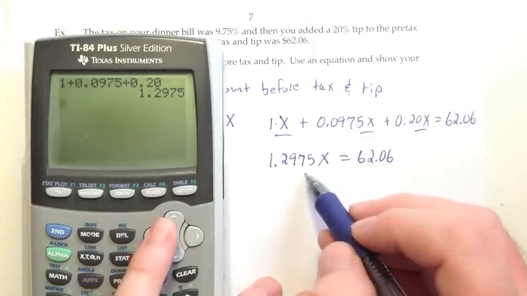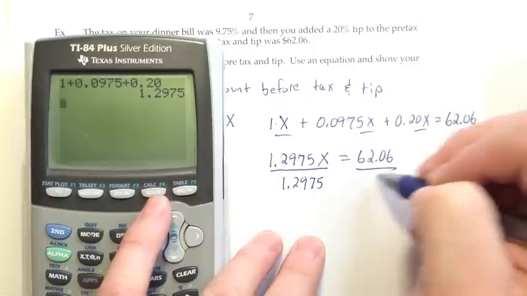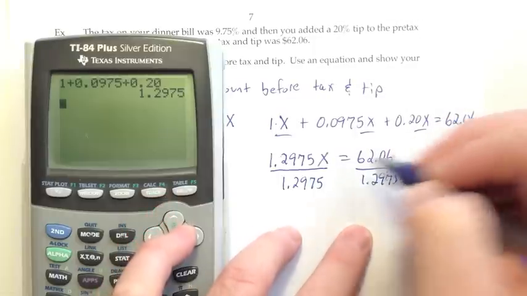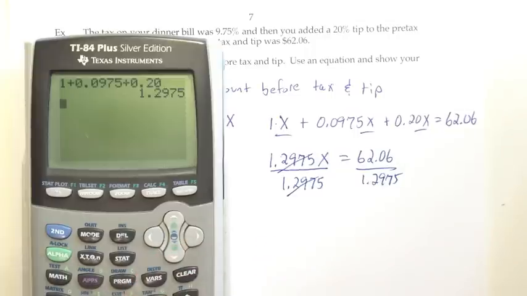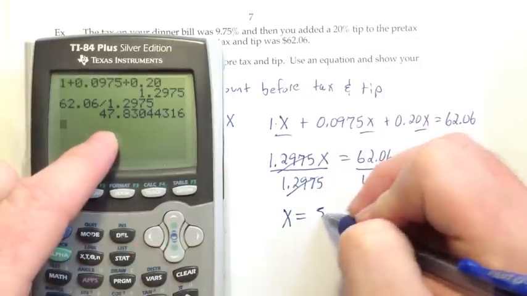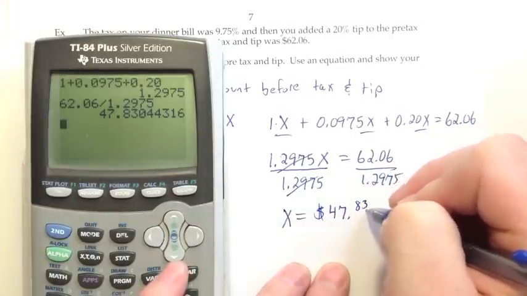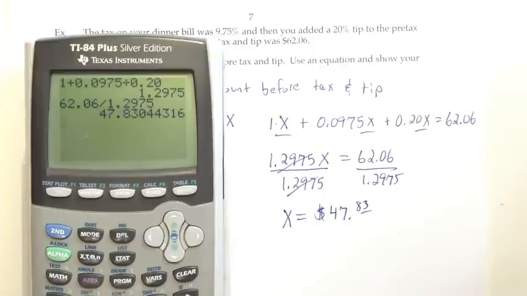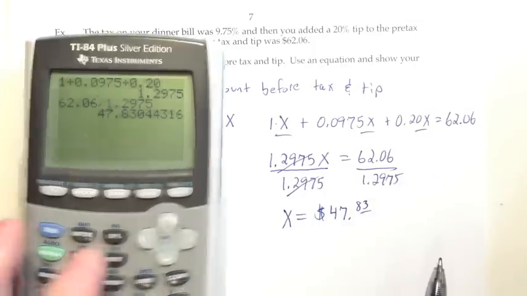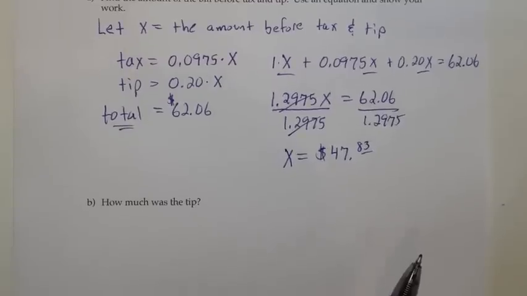This piece right here is connected by multiplication, so I'll divide both sides by 1.2975. That will cause this to cancel on both sides, and then I can do the division to figure out what x is. 62.06 divided by 1.2975, and since this is money, I would round it to the nearest penny, so x is $47.83. So it looks like the dinner bill probably said $47.83, and then by the time we got done adding the tax and the tip, we ended up paying $62.06.